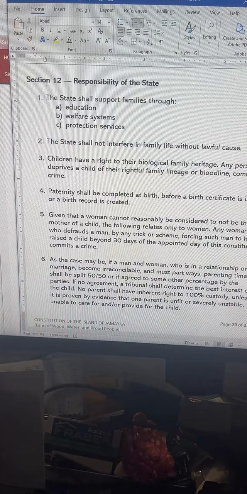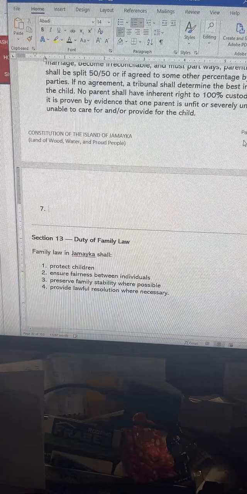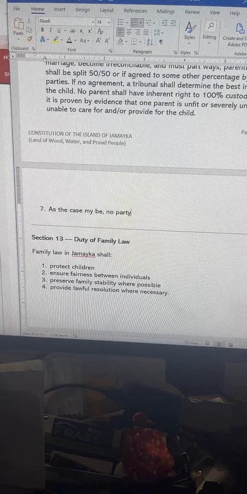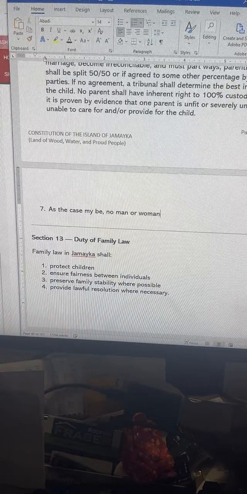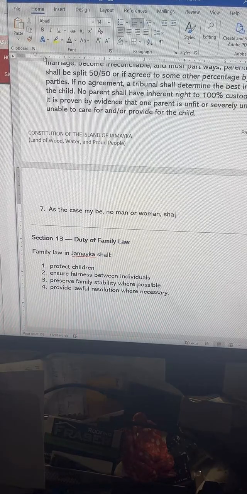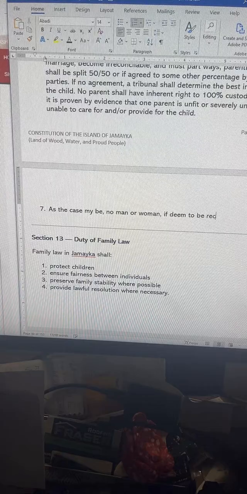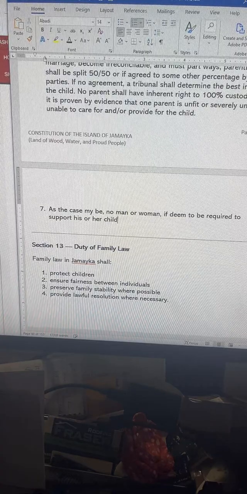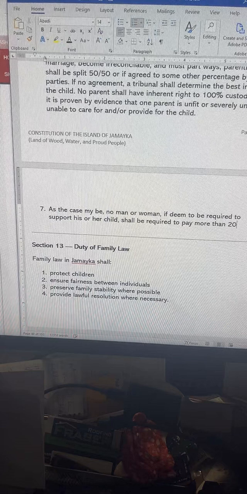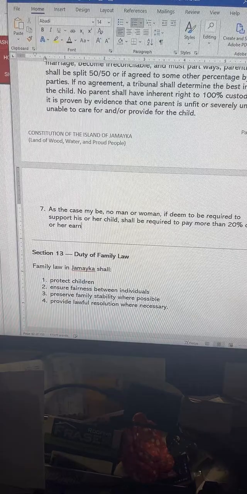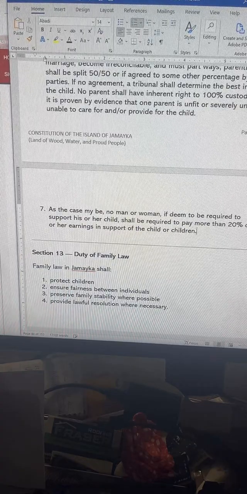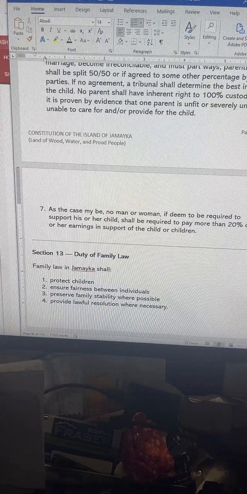All right? Since we're on the topic, as the case may be, no party, no man or woman, if deemed to be required to support his or her child, shall be required to pay more than 20% of his or her earnings in support of the child or children. Right?